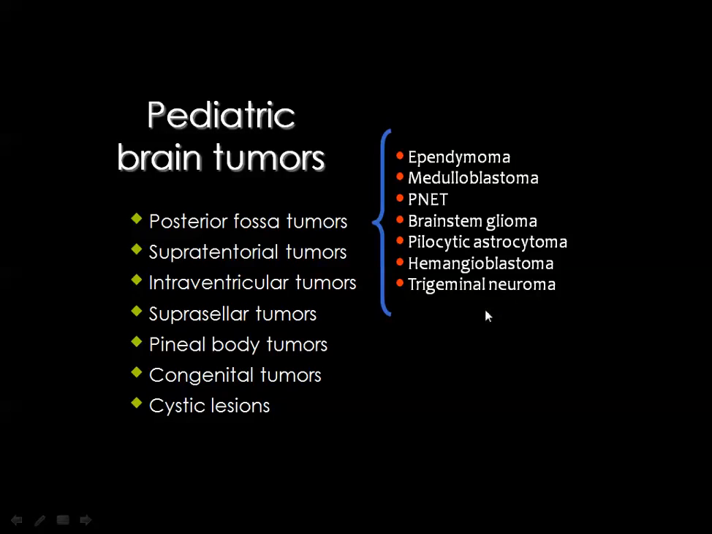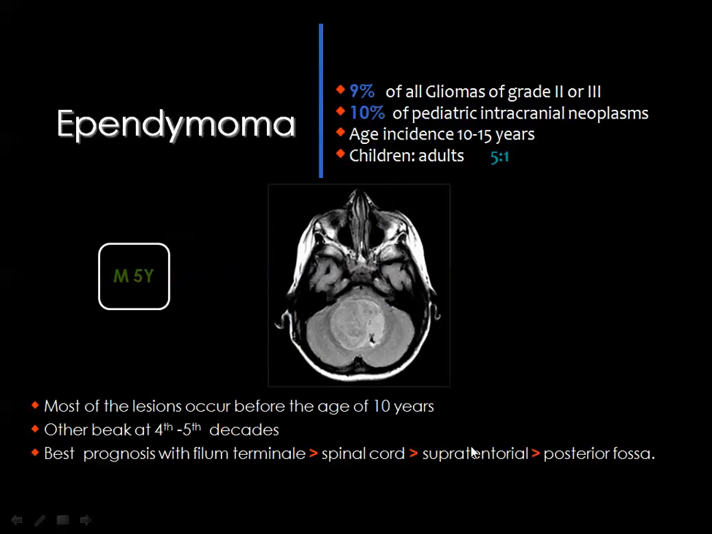First, we discuss the common posterior fossa tumors in the pediatric age group, and this is one of them, which is the ependymoma. Ependymoma represents about 9% of the gliomas. It is of a relatively high grade, and it represents about 10% of the pediatric intracranial neoplasms. The age incidence of ependymoma is around 10 to 15 years old, and as you know, it is more common in children than in adults.